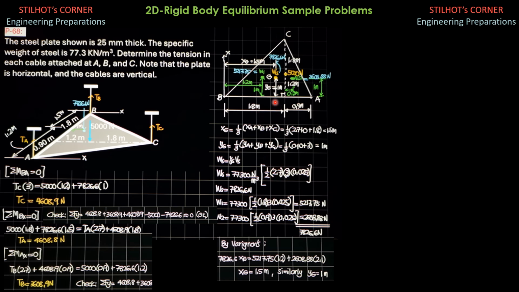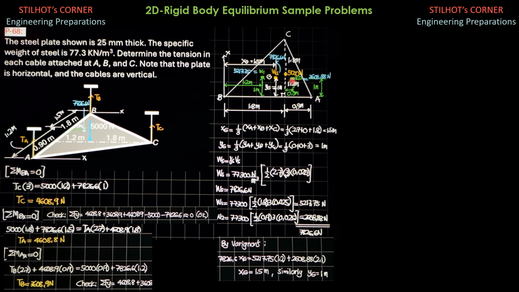Base is 1.8. The height is 3. And the thickness 0.025. So that's 5,217.75 newtons. Then weight 2, which is here, this green here.